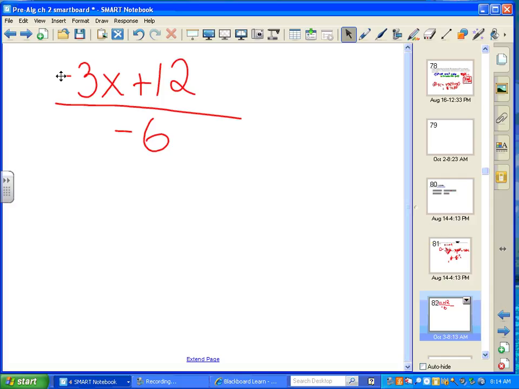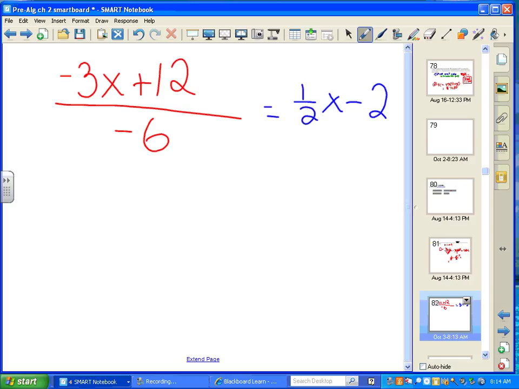Matt, what did you get? Raise your hand if you got that. Okay. All of you are saying, why is it minus? Here's why it's minus. 12 divided by negative 6 is negative 2. Negative 3 divided by negative 6 is positive 1/2, or positive 0.5.